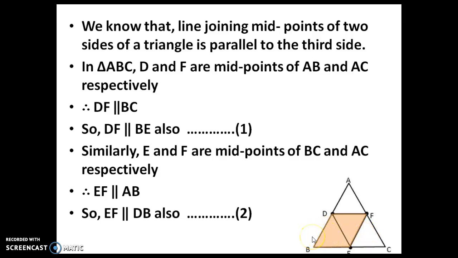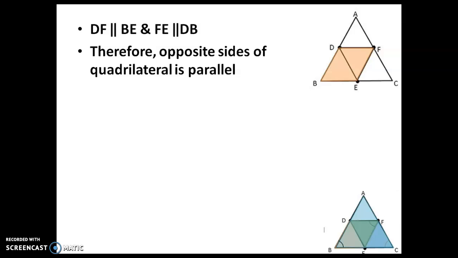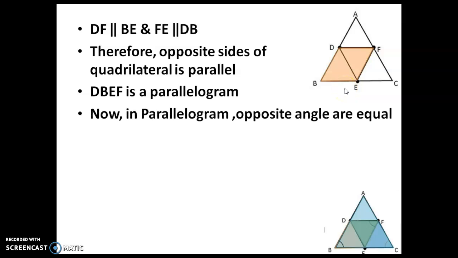So opposite sides are equal. From 1 and 2 we see that opposite sides are equal. So therefore it is a quadrilateral with opposite sides parallel. So DBEF is a parallelogram, since opposite sides are equal. Now in a parallelogram opposite angles are equal. This we already know.